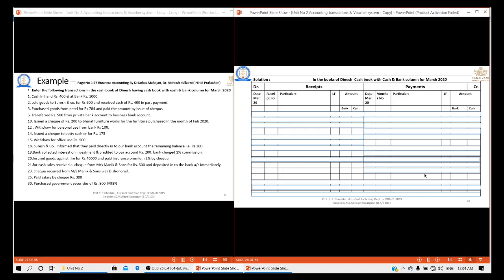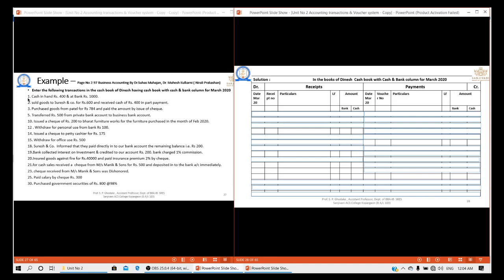The proforma we need to draw in the books of Dinesh, cash book with cash and bank column for March 2020. We need the debit side and the credit side. We require 12 columns and almost 20 to 25 rows. So first, date, receipt number, particulars, ledger folio, amount, two columns, bank and cash, and the same on the other side: date, voucher number, particulars, LF, amount, cash and bank. So these are all the columns. So we'll understand how to prepare a two column cash book.